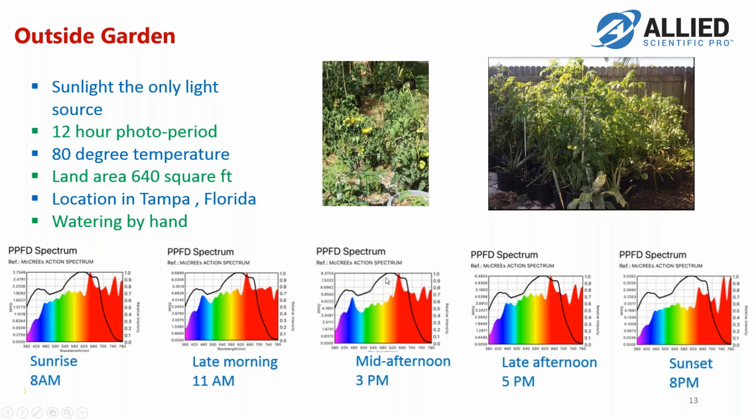What is this black line over here? This is just McCree's reference spectrum that shows a typical curve for the best light source for photosynthesis. Some experiments were done in the 1970s, and the average response of 22 plants was measured by Professor McCree at Texas A&M University, who came up with this curve.